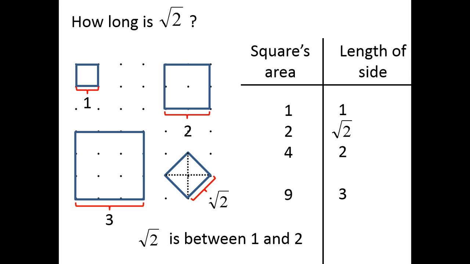Now another thing we can see from this is exactly where the square root of 2 would be located between these whole numbers that we have. The square root of 2 has to be between 1 and 2 because 2 is between 1 and 4. The area of 2 is between the area of 1 and the area of 4, so the side length, that's the square root of 2, is between a side length of 1 and a side length of 2.